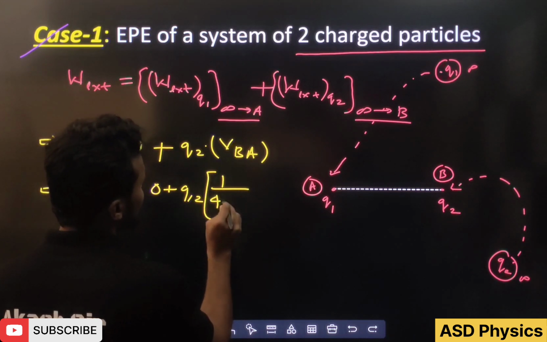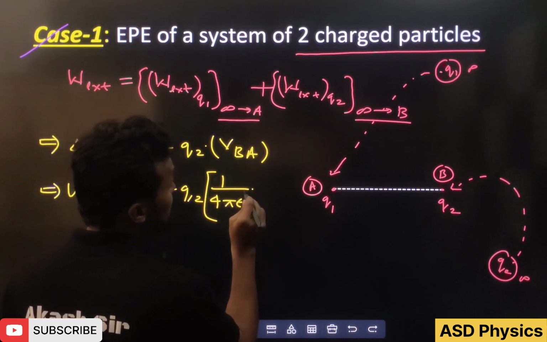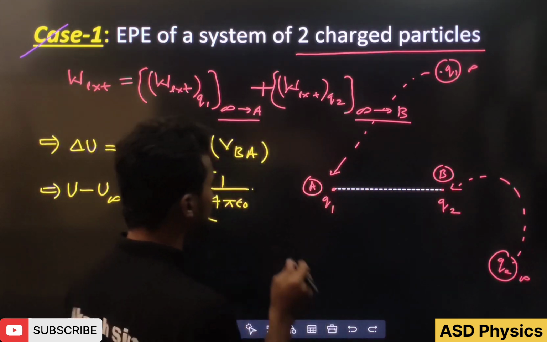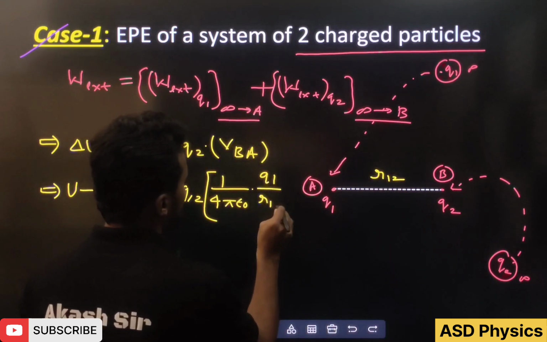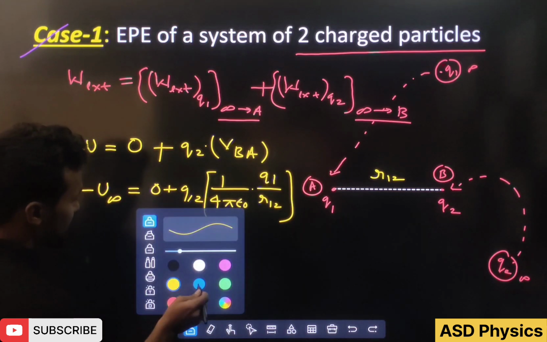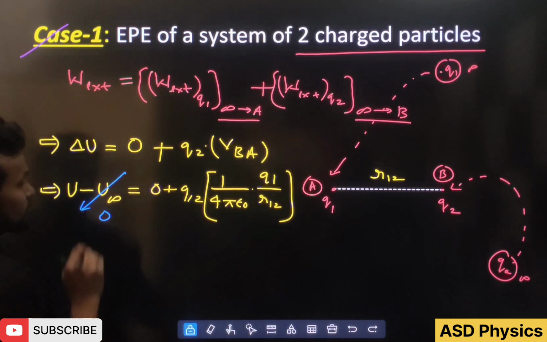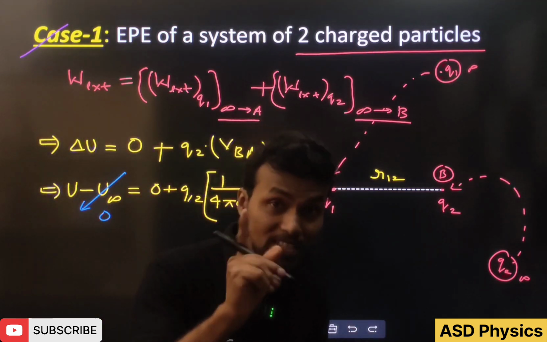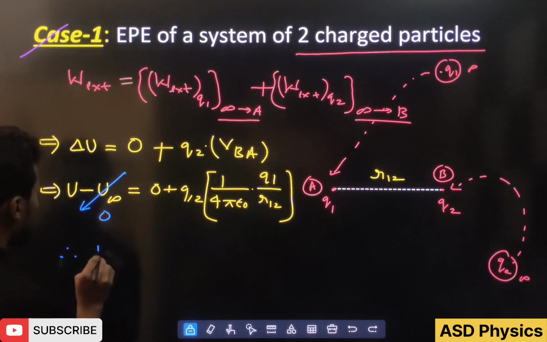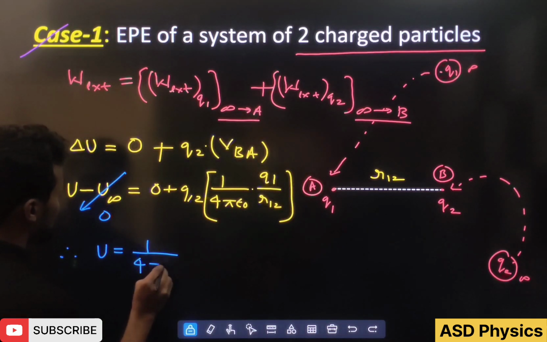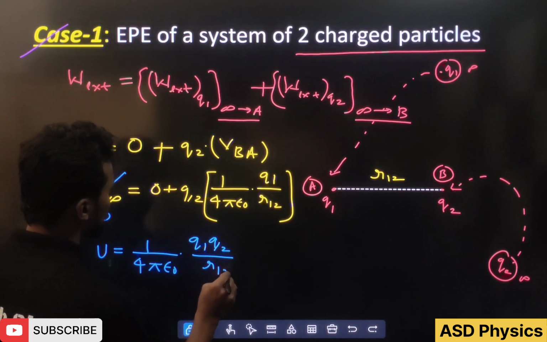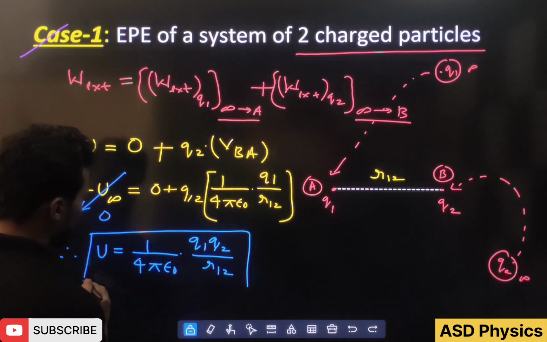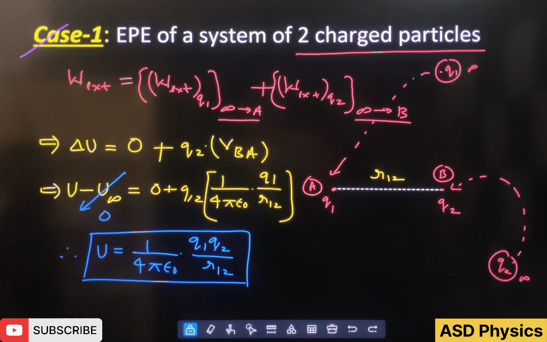We can write here 1 by 4 pi epsilon naught into the potential at B due to A. So Q1 by, let's take this distance as R12. Please remember that here we are considering the potential energy of all the charged particles at infinity to be 0. Hence we get the potential energy of the two particle system as 1 by 4 pi epsilon naught into Q1 Q2 by R12. For a two particle system, this is the potential energy. Please make sure you remember this very well. Okay, great.